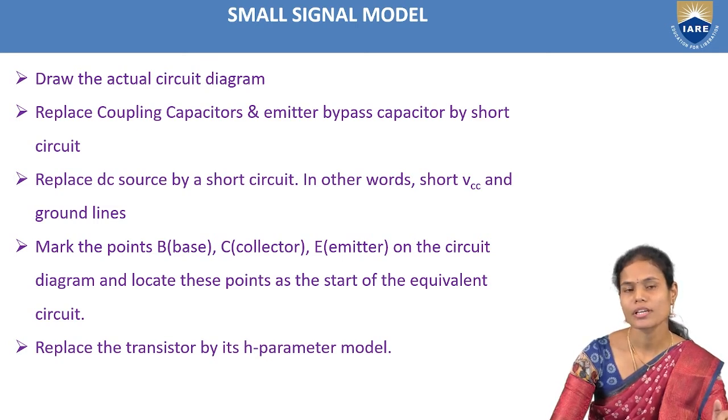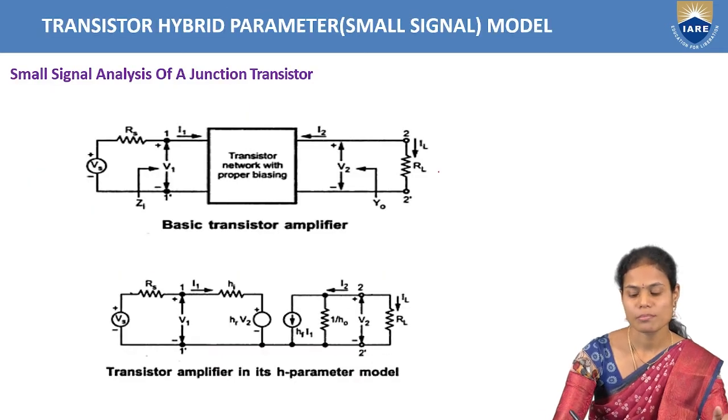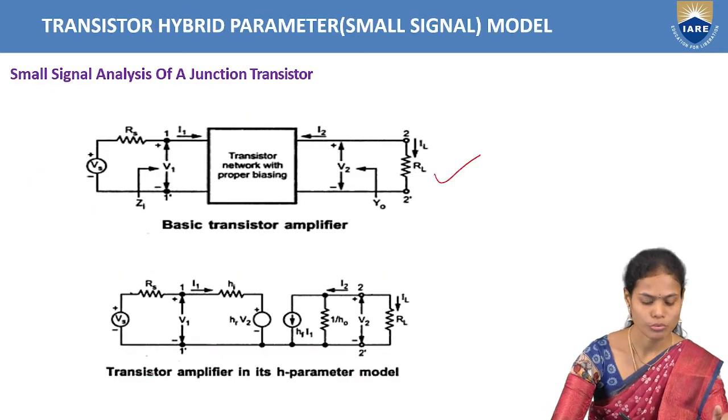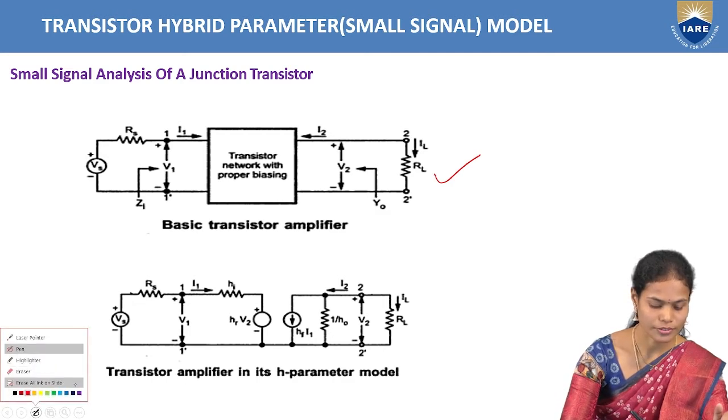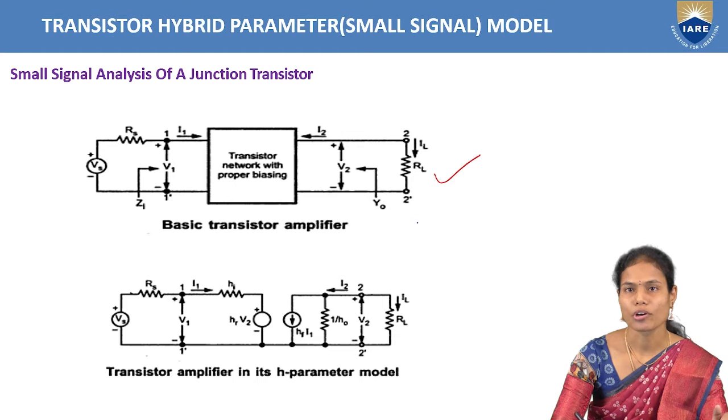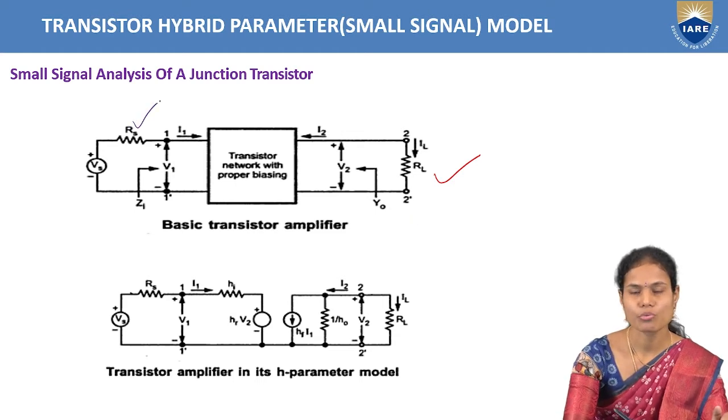After representing in the H parameter model, we can find all the amplifier parameters. Those are current gain, voltage gain, input impedance as well as output impedance. So this is the basic circuit I am considering here to analyze the transistor in hybrid model. Here this is the source resistance which is used to connect the signal Vs to the transistor, and this is the load resistor that is used to observe how much output voltage as well as current we are getting from the circuit.